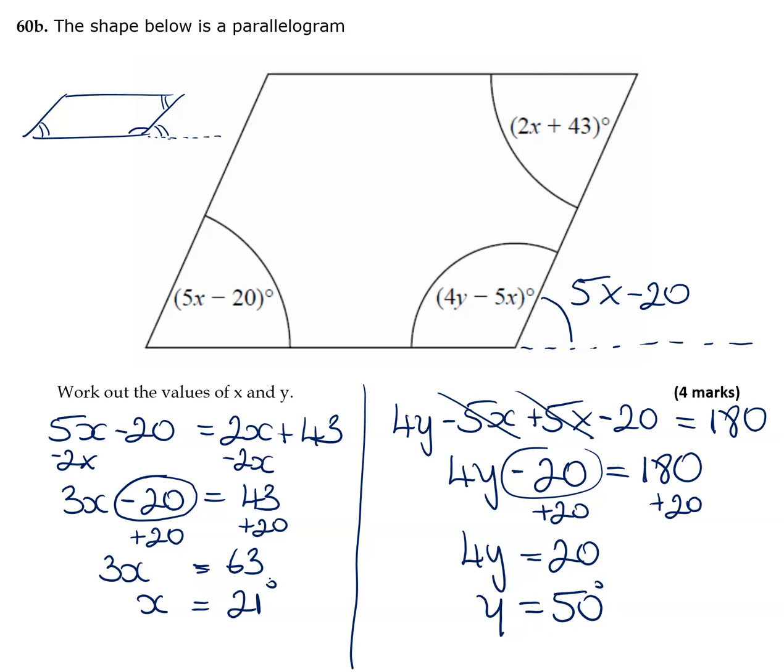This one worked out quite nicely because the 5x's cancelled in both cases. It might have been necessary to substitute the number x in here. So work out the angle. So 5x's, 5 times 21, take away 20. That's 105, take away 20. That's 85 degrees. And then we know this is 95 degrees, and we could work it out because we already know x. But in this particular case, it worked out quite nice.